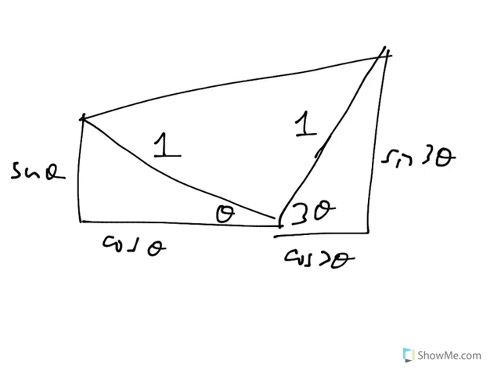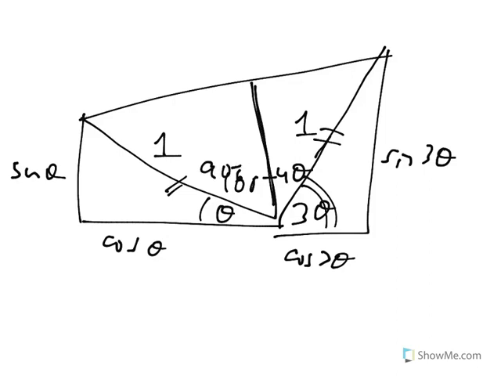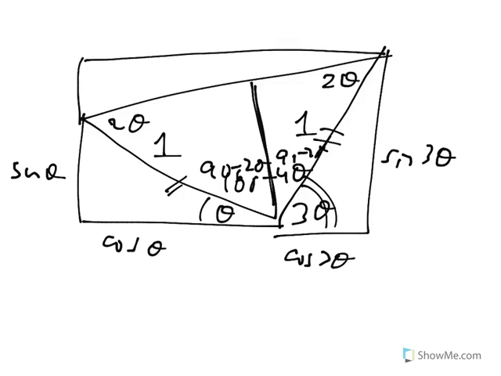Now, this and this add up to 4 theta, so this is 180 minus 4 theta. And if I draw this line down the middle, it's an isosceles triangle, they're both 1, so each of these is 90 minus 2 theta. This would make this 2 theta, and that 2 theta also. If I then draw one more triangle, if this is 3 theta, alternate interior angle says this is 3 theta, but we already have 2 theta, so that's going to be theta.